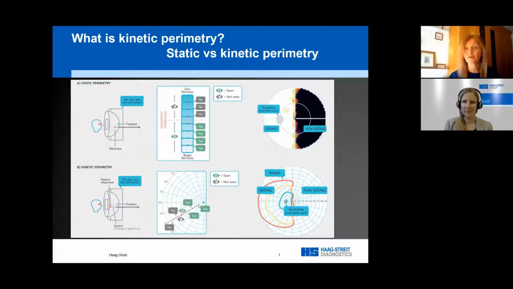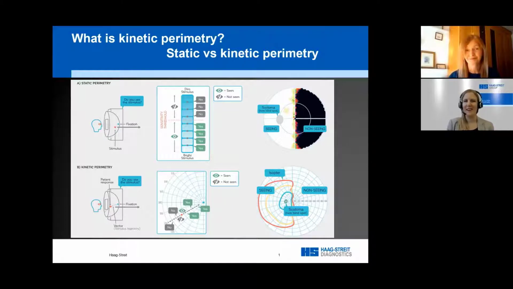Now, static perimetry will build up a sensitivity map based on the brightness of the targets seen at the specific points within the field of vision that are tested, and you can see that to the top right of this slide. The worse the visual field, the darker the colors are. So the clear area to the left side of the chart shows normal visual field, but the black area to the right side shows the defect.